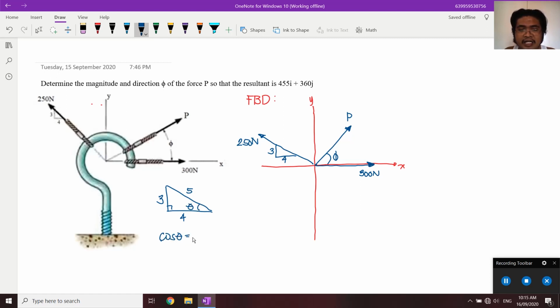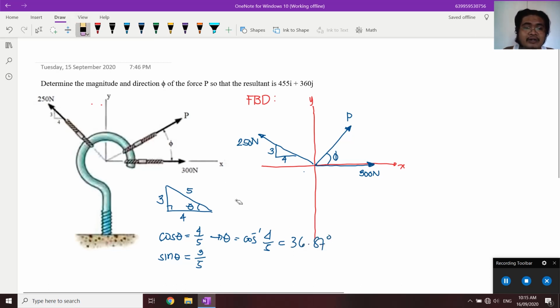Cosine of that theta is equal to 4 over 5. That is adjacent over hypotenuse. Or kapag gusto mong kunin yung sine ng theta, that will be 3 over 5, opposite over hypotenuse. Pwede mong kunin si theta: theta is the inverse cosine of 4 over 5, which is 36.87 degrees. Pwede mong kunin yung angle kung sanay kang gumamit ng angle, pero turo natin kung paano siya gagamitin nang hindi angle ang ginagamit. Para at least you have a lot of options.